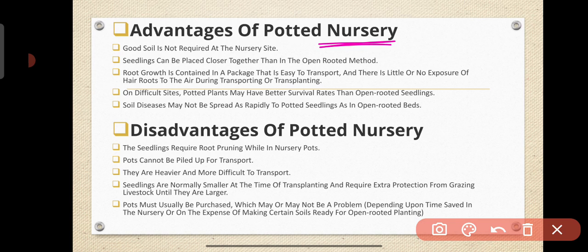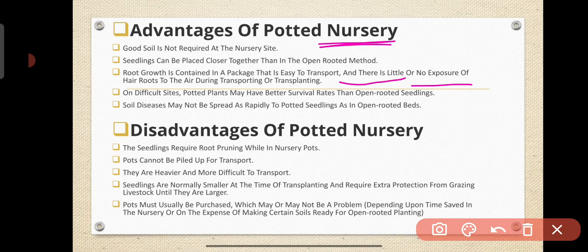Root growth is contained in a package that is easy to transport, and there is low or no exposure of hair roots to the air during transporting or transplanting. Now, obviously, we are lifting, we are transporting them in a package. So, roots are not exposed, so the air cannot contaminate it, and the plant won't get damaged.